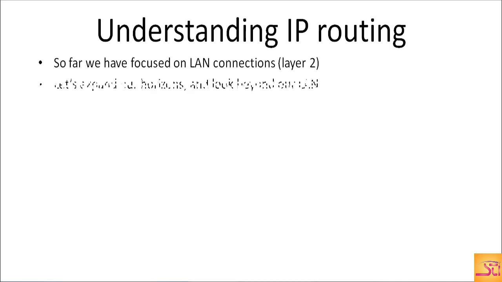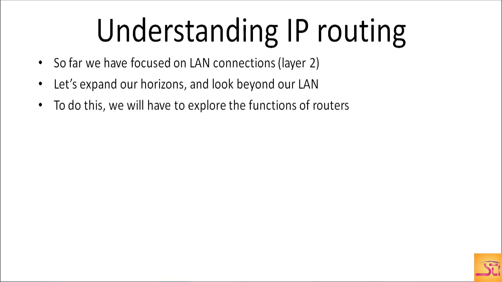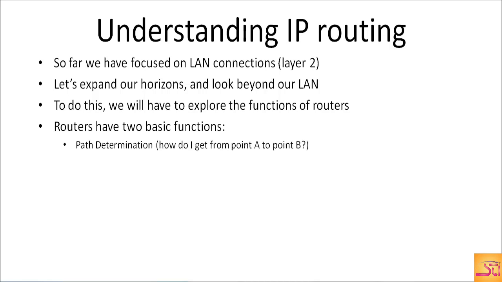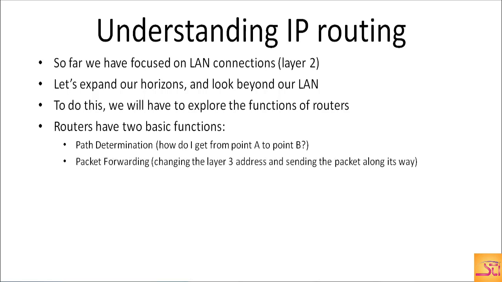The switch knows which MAC address is which and sends it out the correct port. Pretty simple, pretty straightforward. However, let's expand our horizons a little bit and look beyond our local network and out to a wide area network, or perhaps out to the internet. And to do this, we'll have to explore the functions of routers and how routers work. Now, when it comes down to it, routers have two basic functions. Number one is path determination. Basically, how do I get from point A to point B? The other is packet forwarding. Once I've determined how to get from point A to point B, how do I change the layer 3 address and change the encapsulation and send the packet along its way?